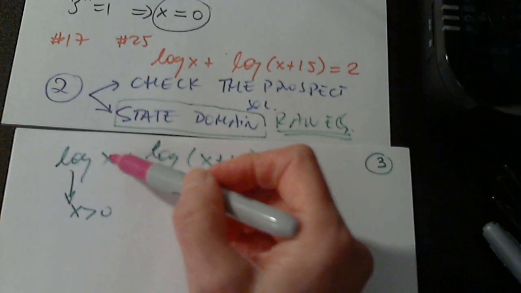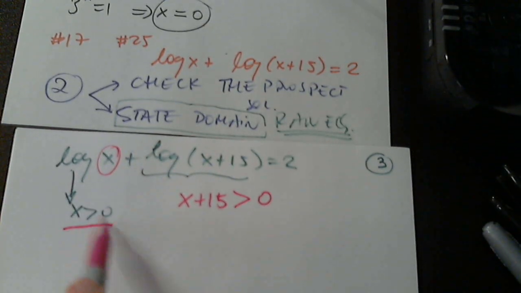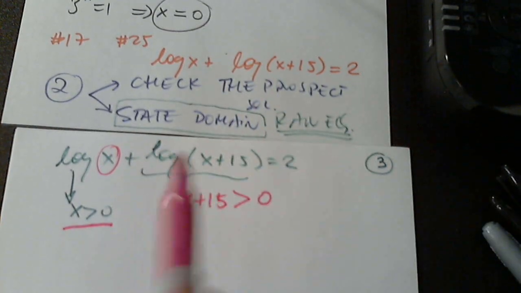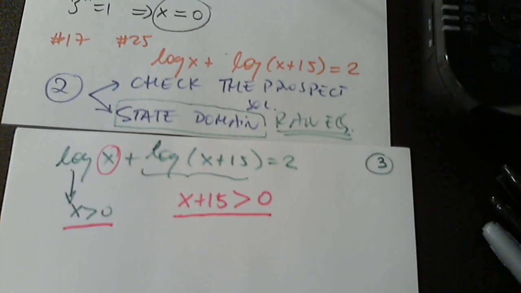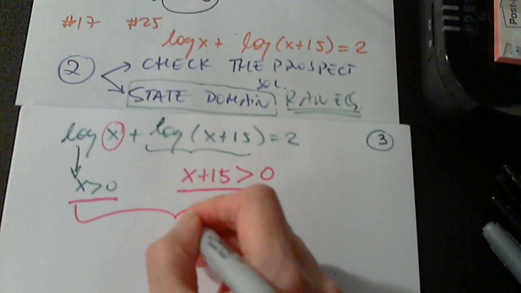So x is the quantity that we apply log to. X has to be strictly greater than 0. X plus 15 is the quantity we apply log to. X plus 15 has to be greater than 0. Now, since we have two functions, we have to intersect the restrictions. Can anyone tell us what the intersection will be from these two?